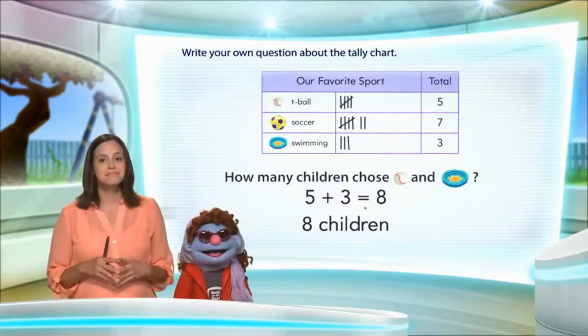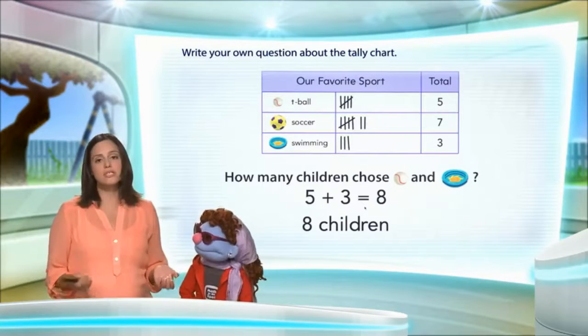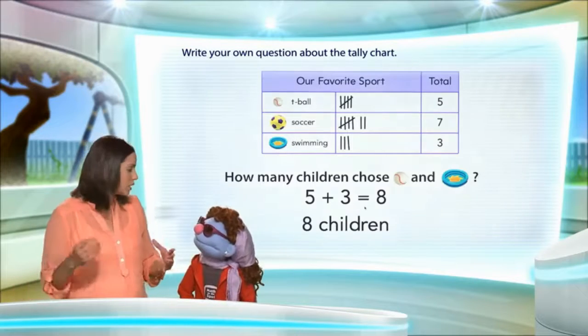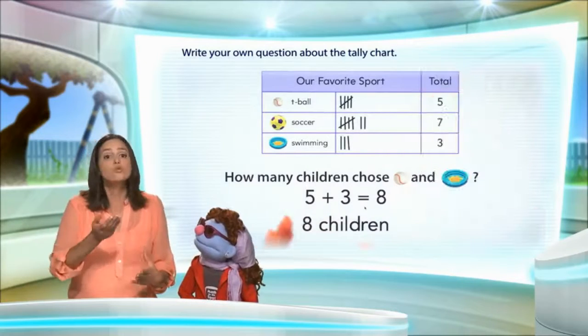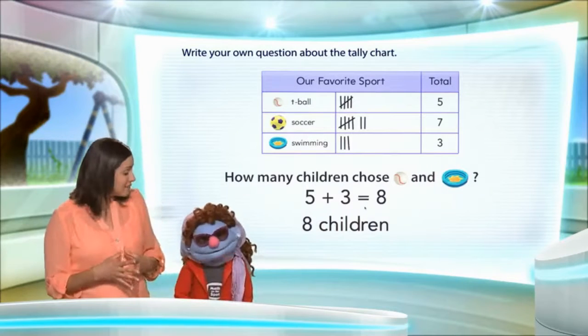T-ball and swimming. Now, Jeannie, this is not the only question that we can come up with. There's so many, so maybe you chose a different question. Did you? Can you think of a different question?